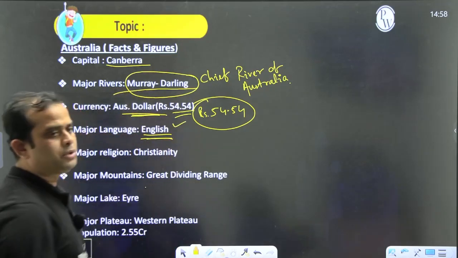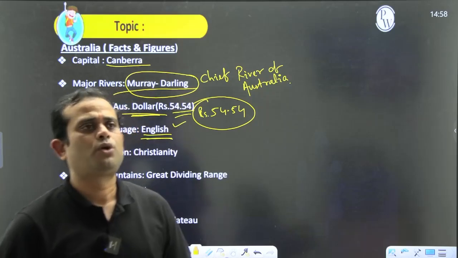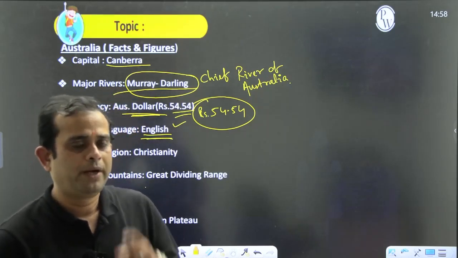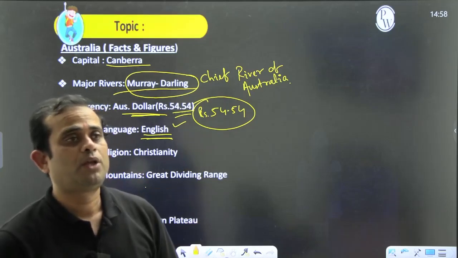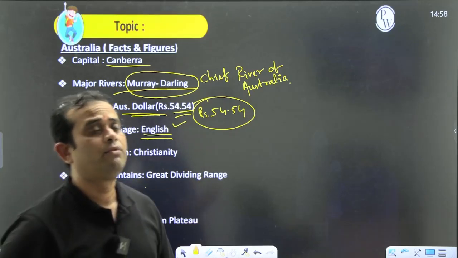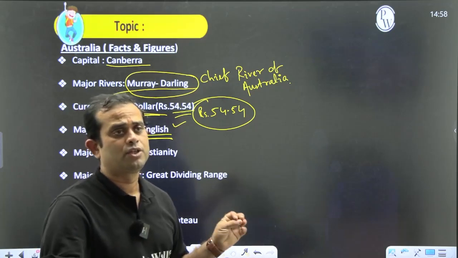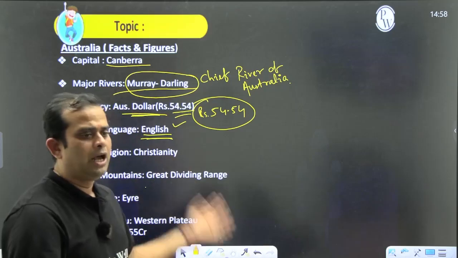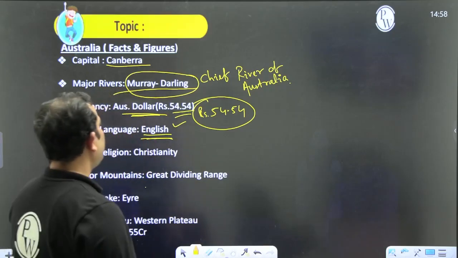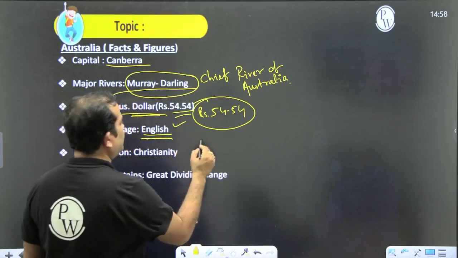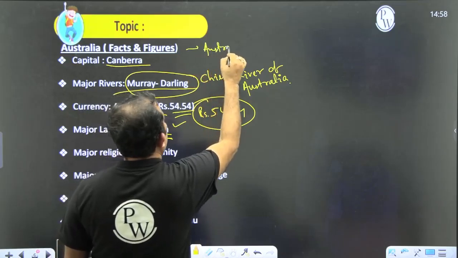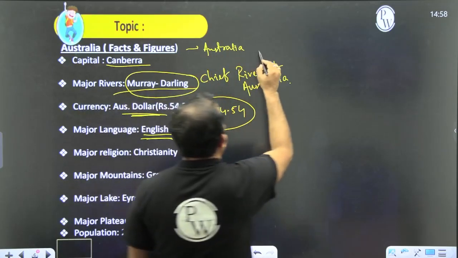Major language is your English. Why English? Because a British colonial setup was there. Australia was a British colonial setup. Australia was the last discovered continent, because in the 19th century there was a gold rush. This made Australia highlighted in the 19th century. Australia came into limelight.